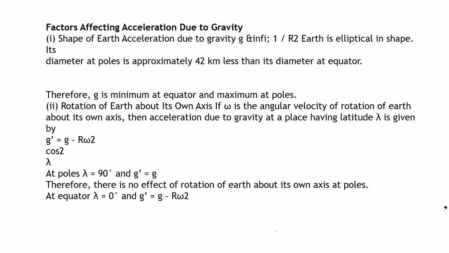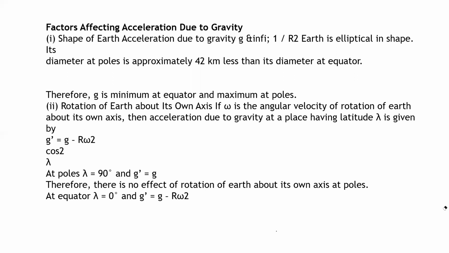Okay, so first factor is what? Due to the shape of the earth. Second factor is what? Due to the rotation of the earth, due to the axis of rotation. The expression is given by G dash is equal to G minus R omega square cos square lambda. Sorry, it should be G minus R omega square cos square theta, like that. Lambda is nothing but the value of angle, so you can take it as theta also.